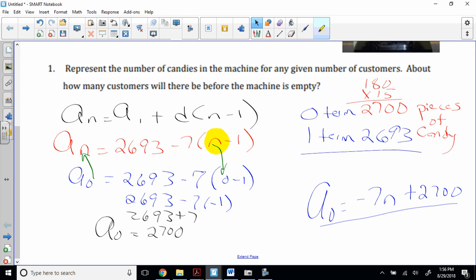Are you expected to be able to write a first term explicit equation and a 0 term? Yes, you are. But once you write that first one, all you have to do is distribute the D, combine like terms, and you're done, guys. Do you understand? You're done. Yes.